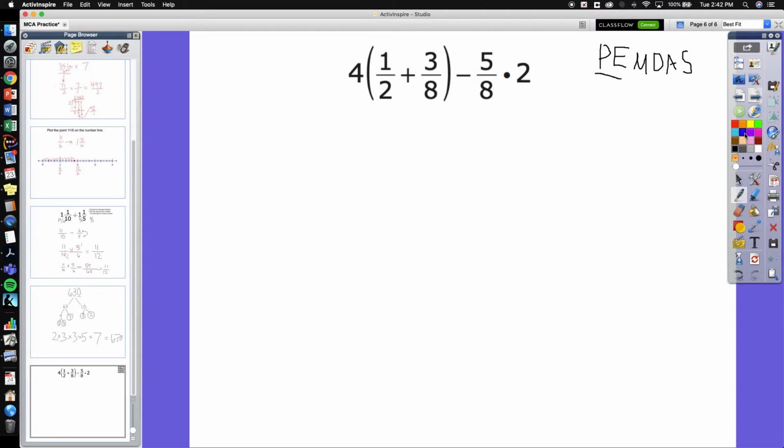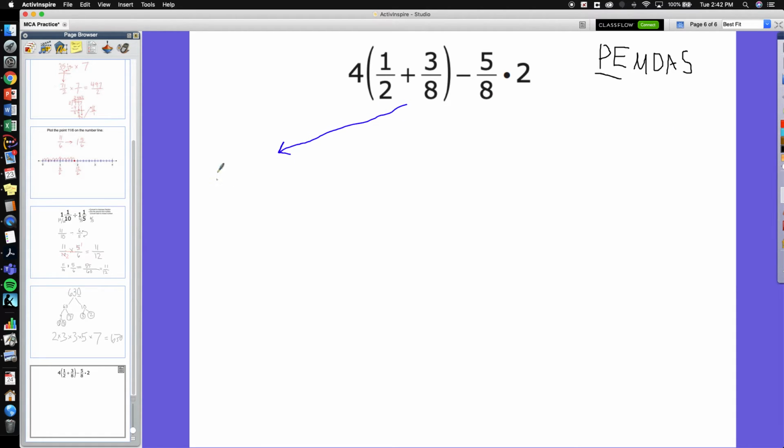And I'm going to switch colors over here. I'm going to bring this problem over here. We have 1/2 plus 3/8. When we're adding fractions, we need to have the same denominator. So we can't just add 1/2 plus 3/8. We need to find a common denominator.